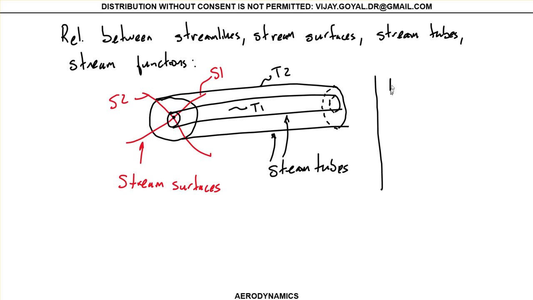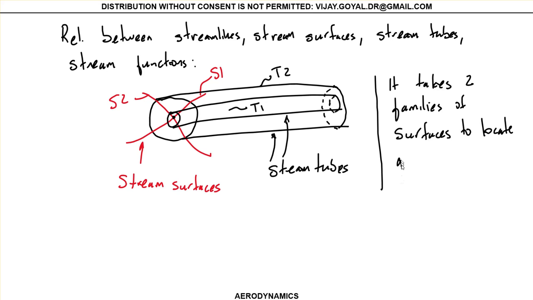Okay, so let me write this down. It takes two families of surfaces to locate a particular streamline in a 3D flow. Okay.